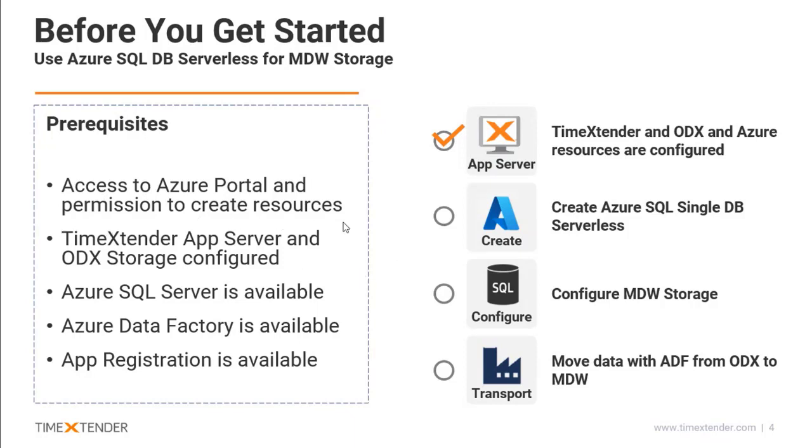We'd need, of course, that TimeXtender app server with the ODX storage configured. We also need a SQL server available, an Azure SQL server. So I, of course, am going to be using the one that I created during our second session. We also need an Azure Data Factory available, which I'm going to be using the one we already created during last session. We're also going to need an app registration, and I'm going to be using the one we already created during our data lake session.